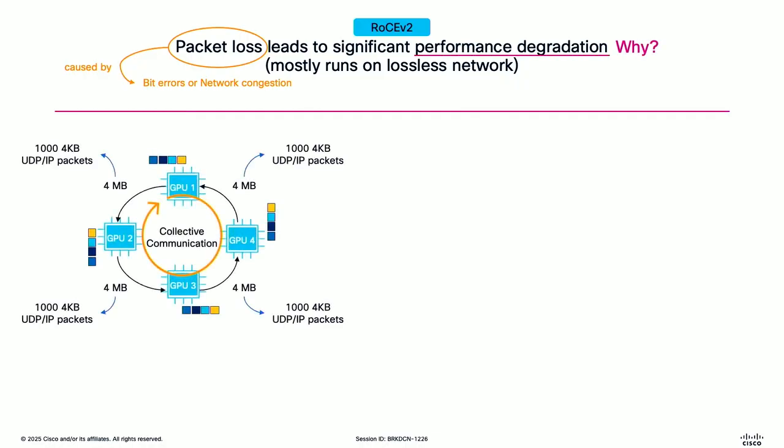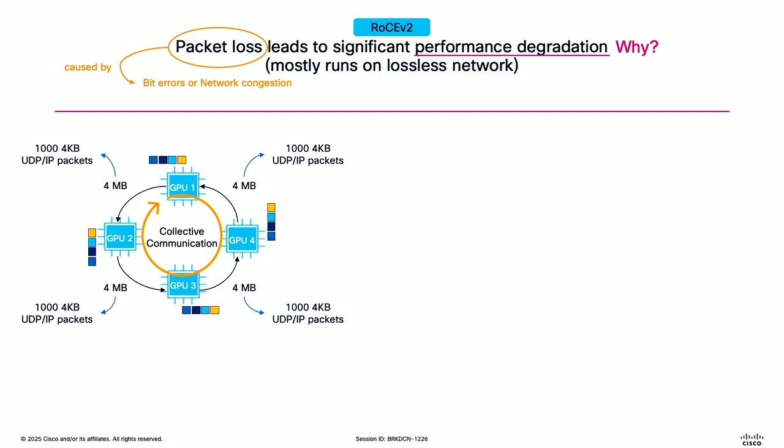Regardless of the cause, let's look at how exactly RDMA over Converged Ethernet happens on the network. I'm taking the example of, let's say, 4 GPUs talking to each other, and they're doing a 4 megabyte memory transfer with each other. Typically, RoCE uses a packet size of 4 KB, 4 kilobytes. So that means 4 megabytes translates to 1,000 packets.